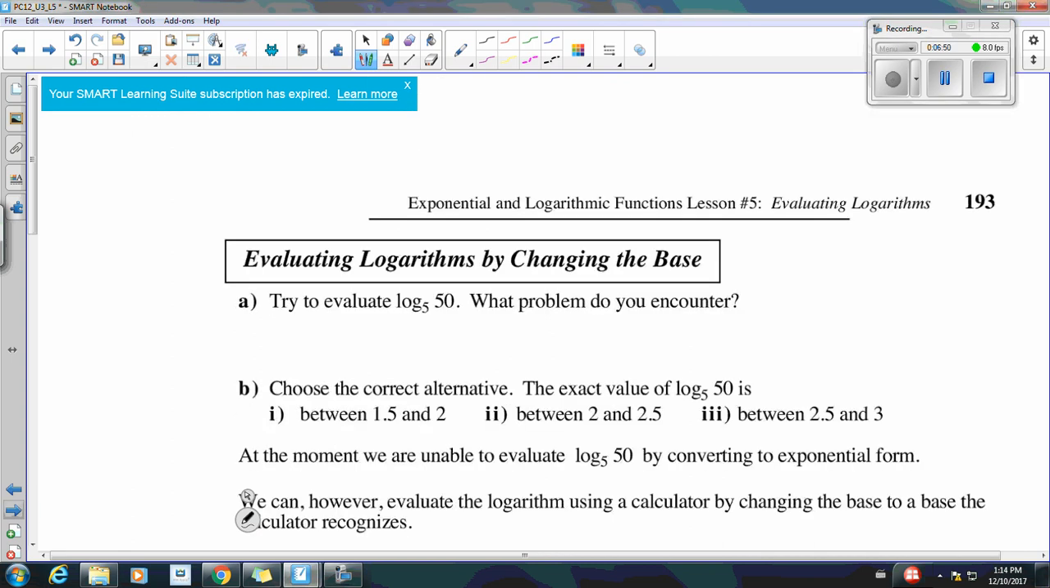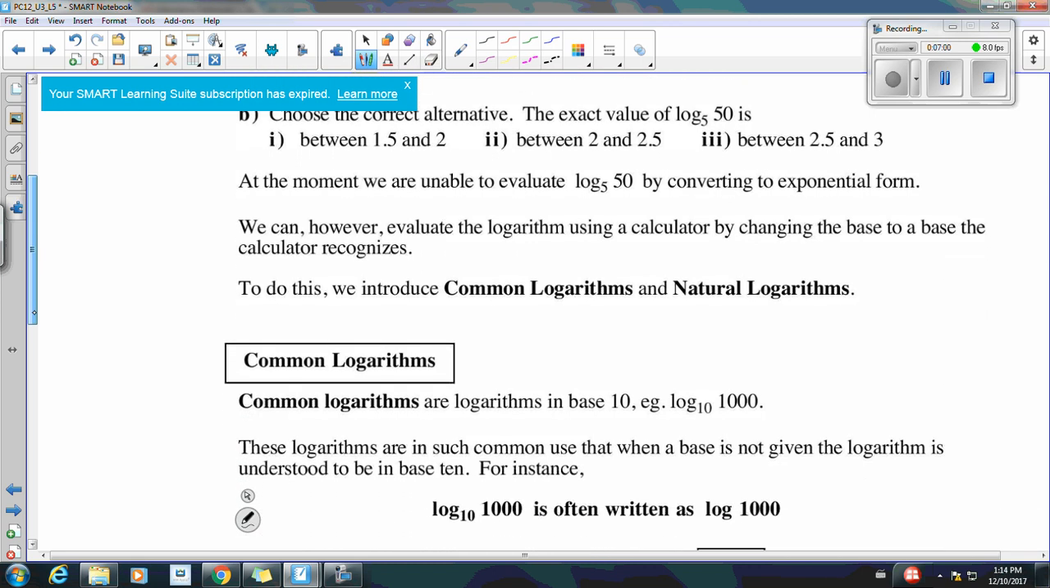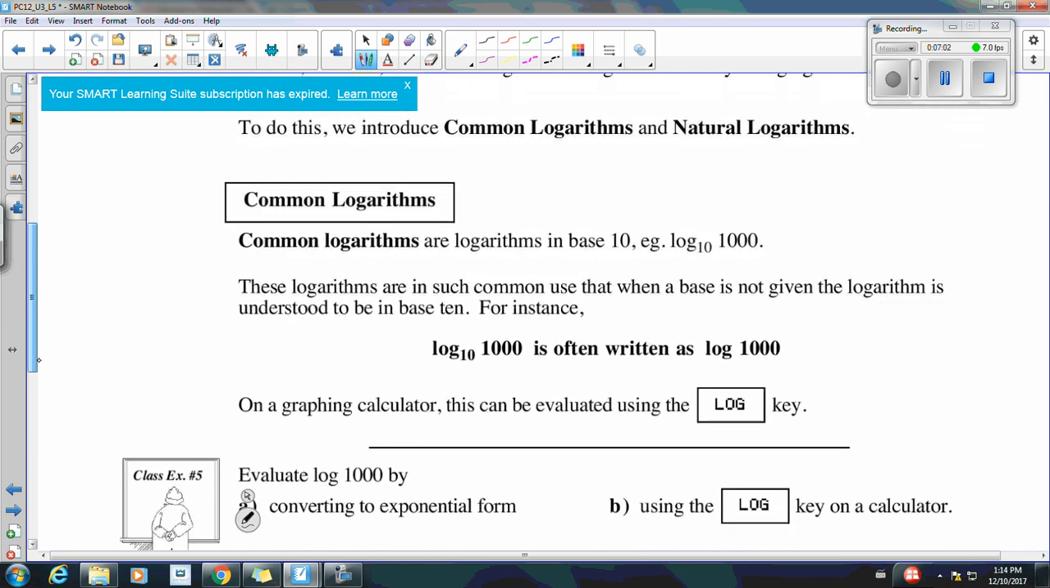Okay, on to the next page. We're going to skip this part for now. It just talks about how we cannot evaluate these things yet unless they're exact values, but we'll get into that in a minute. And your calculators are a bit different than how the workbook is set up.